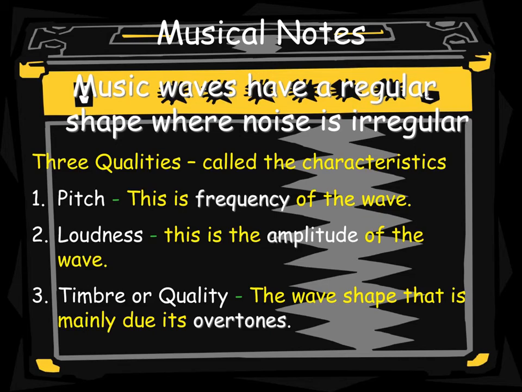Musical notes have three qualities or characteristics. Now, the characteristic of a musical note is not, oh, it's very nice, or, oh, I like music. No, it's a specific physics question. Characteristic has a specific physics meaning. It means pitch, loudness, and timbre or quality. We usually just write quality, but timbre is the proper word.